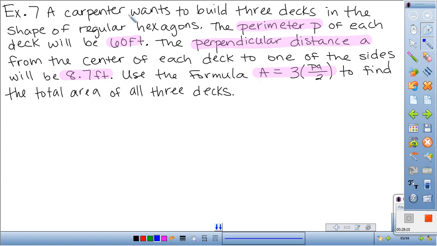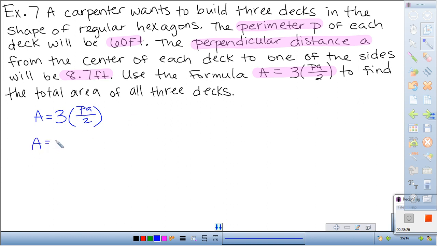So even though it was very wordy and looked very scary, really all we have to do is take this formula, A equals 3 times the quantity, PA divided by 2, and substitute in our numbers for our letters in here. So we're evaluating. So I have A equals 3 times the quantity, P again, P was the 60, so 60 feet. And since this is P times A, it's 60 feet times A is 8 and 7/10 feet divided by 2. Okay, this is just a PEMDAS problem.